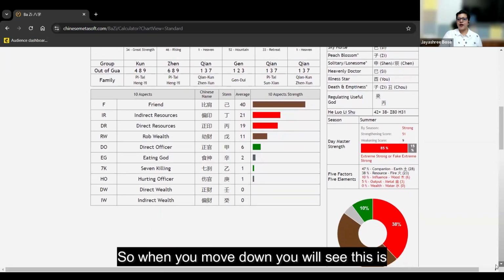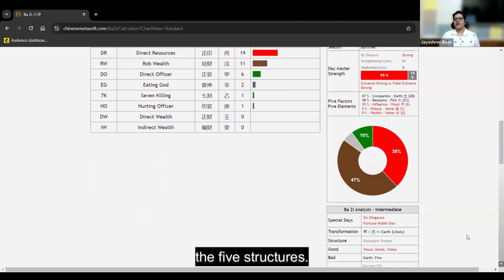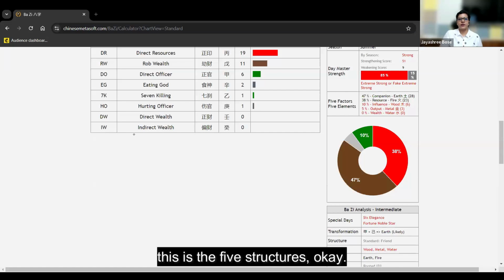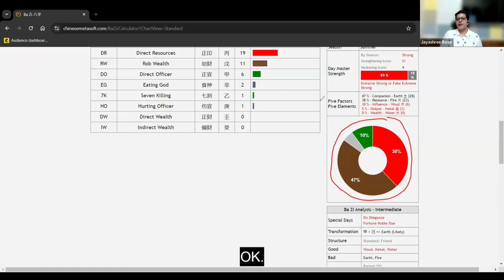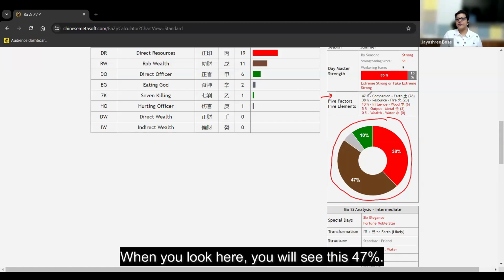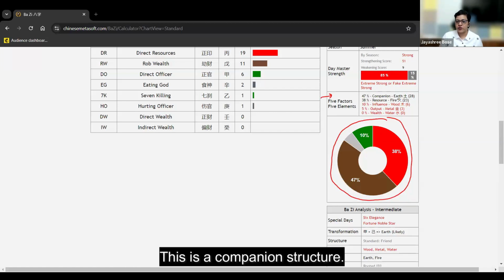So when you move down, you will see this is the 5 structures. In the chart, this is the 5 structures. Okay. So you are going to read this. This is the second thing you will be reading. Okay, when you look here, you will see there's 47%. This is a companion structure.